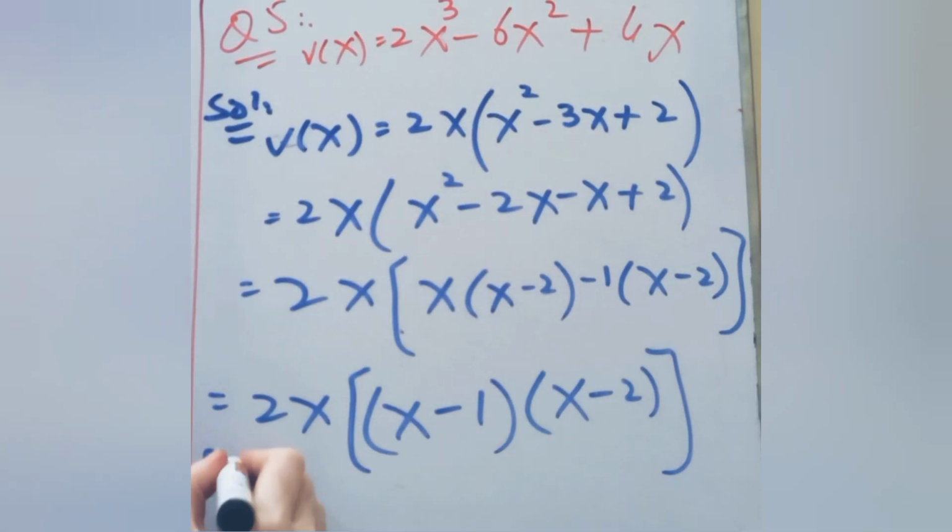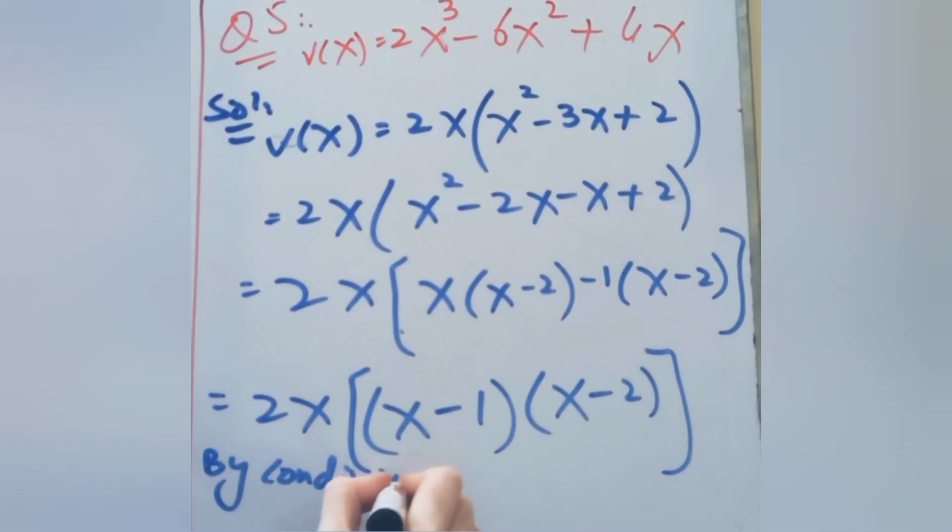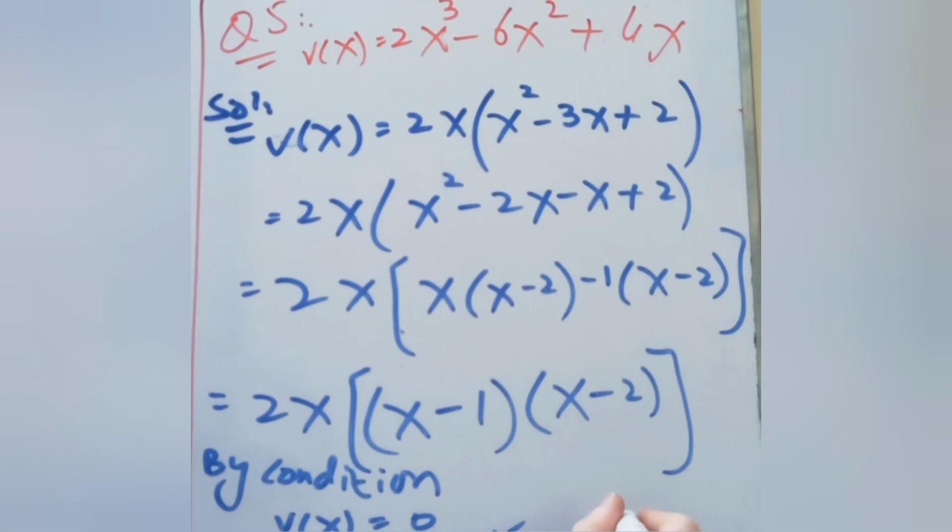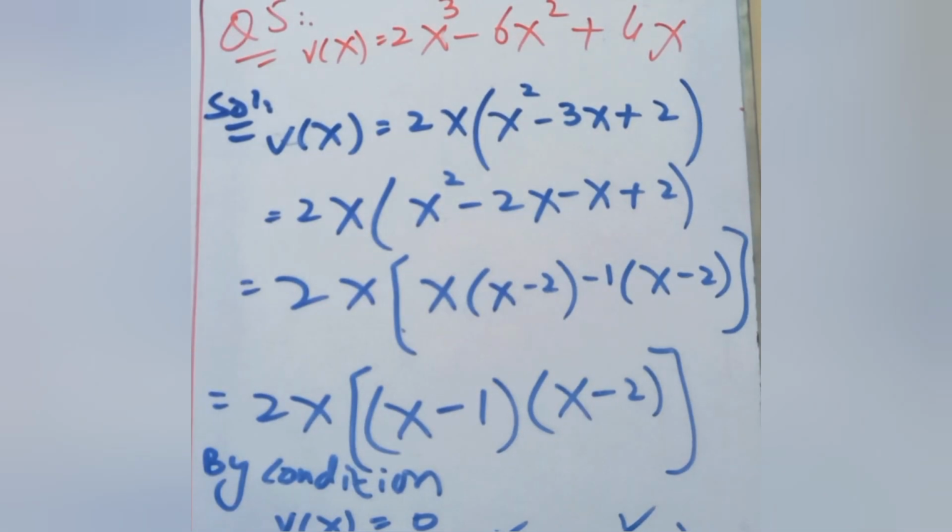By the condition, the potential energy becomes equal to 0, so V of x is equal to 0. So we write here 0 equals 2x, x minus 1, x minus 2. First the x value becomes equal to 0, then x minus 1 equal to 0, x minus 2 equal to 0. So x is equal to 1, x is equal to 2. These are the answers of this question: x is equal to 0, 1 and 2.